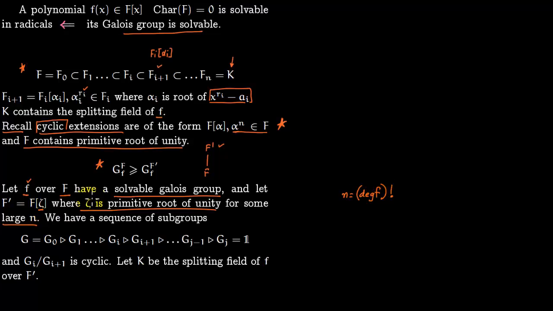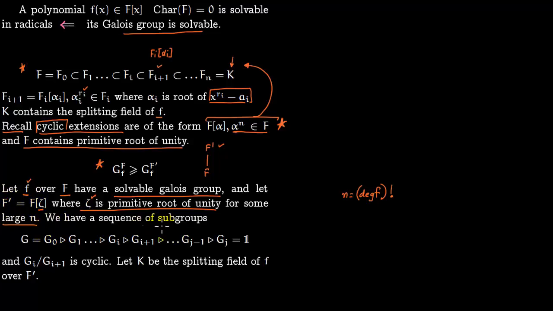Why are we joining this zeta to it? We are joining zeta because we want to use this result, the result on cyclic extensions of this form. But here F contains the primitive root of unity. So you get cyclic extensions only if F contains the primitive root of unity, and that is precisely why we want to construct this F prime.